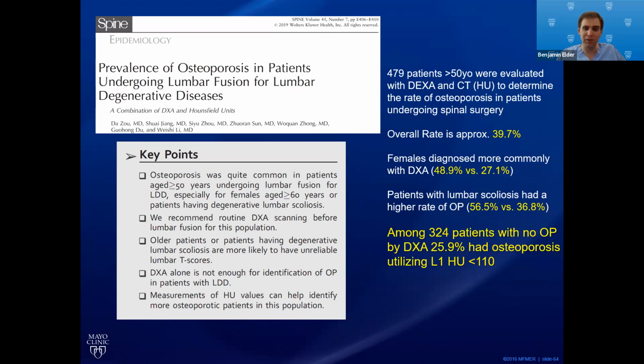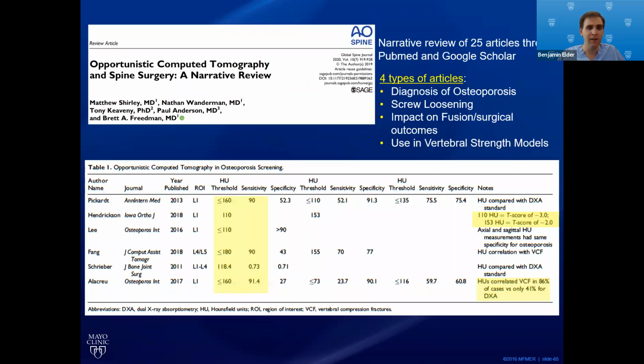And patients with lumbar scoliosis actually had a higher rate, with almost 57% of them being osteoporotic. And among the 324 patients that did not have osteoporosis by Dexa, about 26% of that group had osteoporosis if we utilize L1 Hounsfield unit less than 110. This was a recent review looking at the use of opportunistic CT and Hounsfield units in spine surgery.